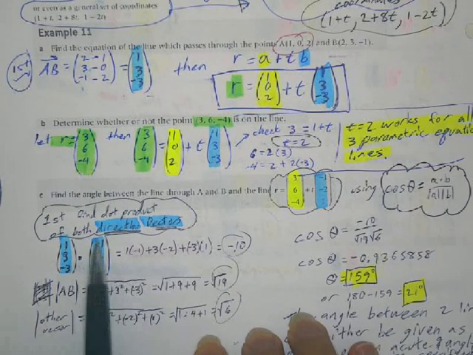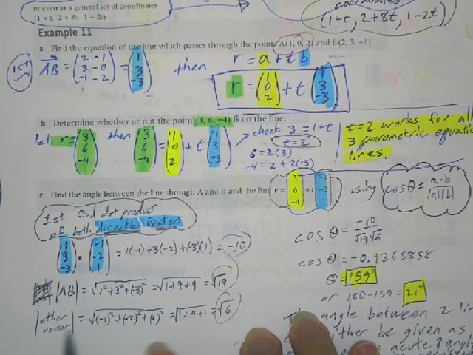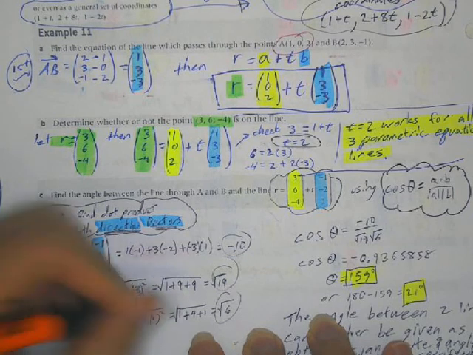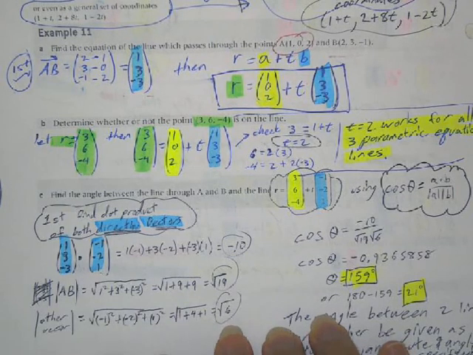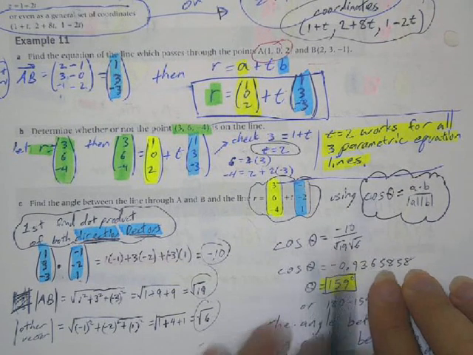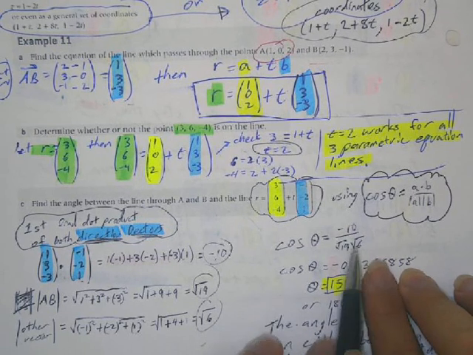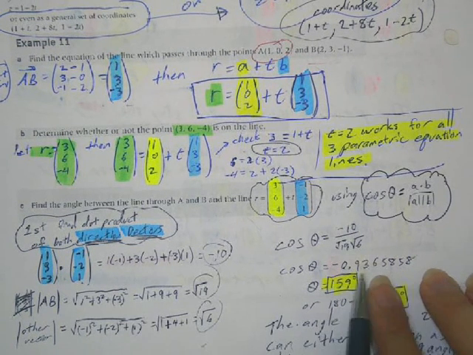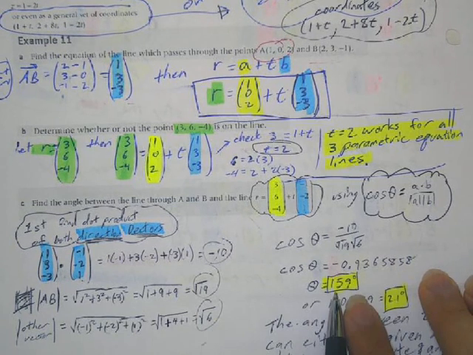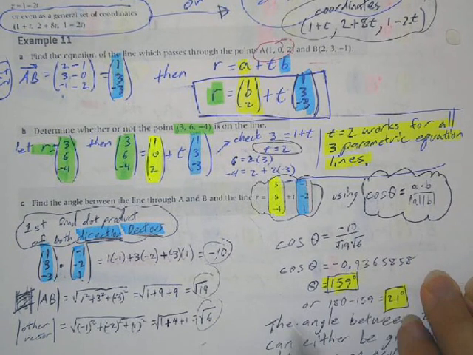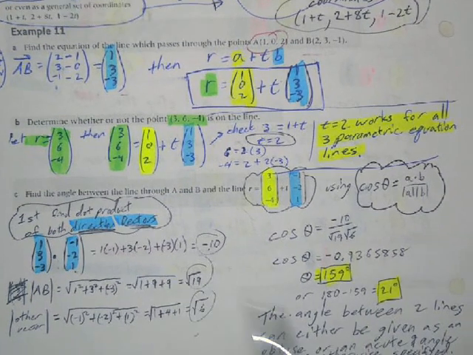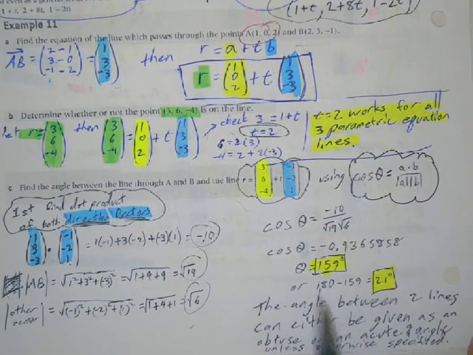And then this other vector, negative 1, negative 2, 1, I find out the magnitude of that: negative 1 squared plus negative 2 squared plus 1 squared is going to give me the square root of 6. And so now I plug this into my equation here. So cosine theta equals negative 10 divided by square root of 19, square root of 6, and then I get this value. And I get theta equals 159. So I can write my answer as either 159 or 21 degrees.